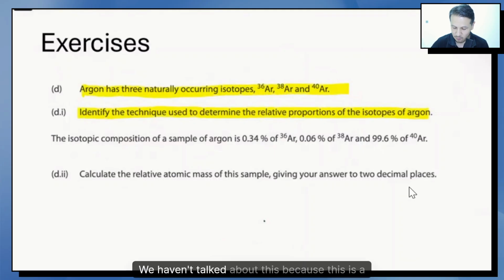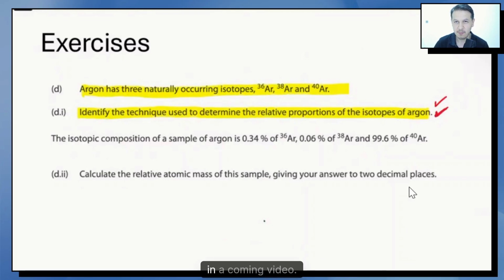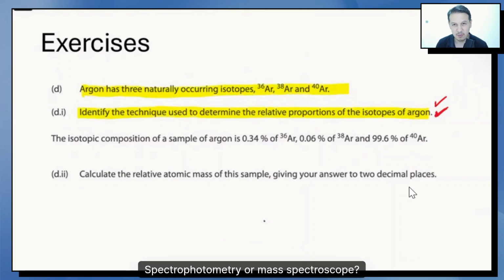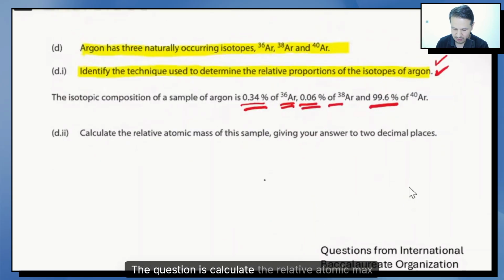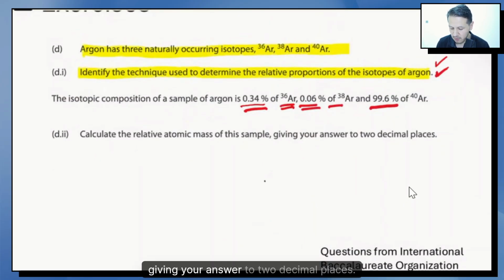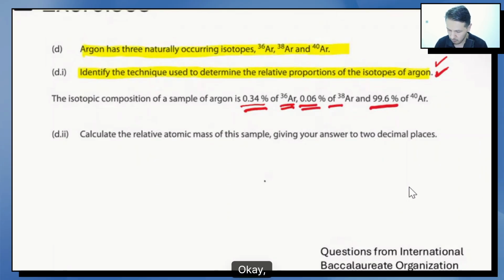The technique, we haven't talked about this because this is a topic that I will cover in more depth in a coming video. But for now, the name is mass spectrometry or mass spectroscopy. The question is the following. It says the isotopic composition of a sample of argon is 0.34% for argon 36, 0.06% for argon 38, and 99.6% for argon 40. The question is: calculate the relative atomic mass of the sample, giving your answer to 2 decimal places. Okay, let's do it.